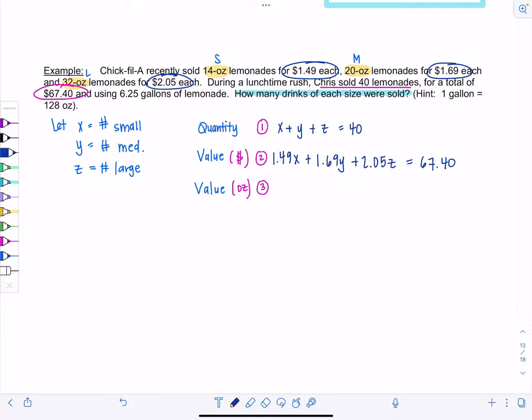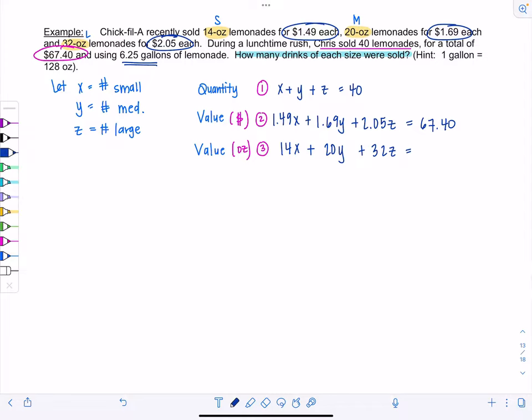And then I want to look at how many ounces of lemonade each size contains. Each small is 14 ounces, so 14X. Each medium is 20 ounces, so 20Y. And the larges are 32Z. And they told me altogether there were 6.25 gallons of lemonade. So how many ounces is that? Notice on the left-hand side, 14, 20, 32 are all ounces. So I take 6.25 gallons, multiply by 128, because there are 128 ounces in a gallon, and that's 800 ounces. So this equals 800. Your units have to match up.